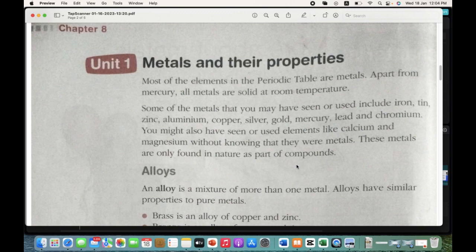These metals are only found in nature as part of a compound, like the group 1 and group 2 metals. They are not found alone. We extract them from compounds. Is that okay? So these group 1 and group 2 metals are not found alone.